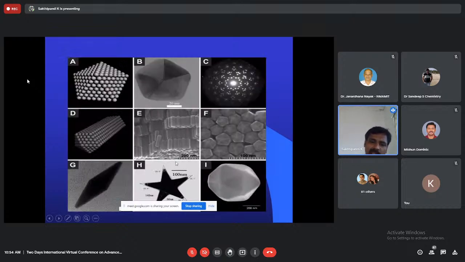So these are some of the examples for the morphologies. If you can prepare the nanomaterials in different morphologies, the properties will be different for the different morphology. For example, the star-like morphology will be very useful for biological applications. The needle-like morphology will sometimes be used for water purification or something like that.